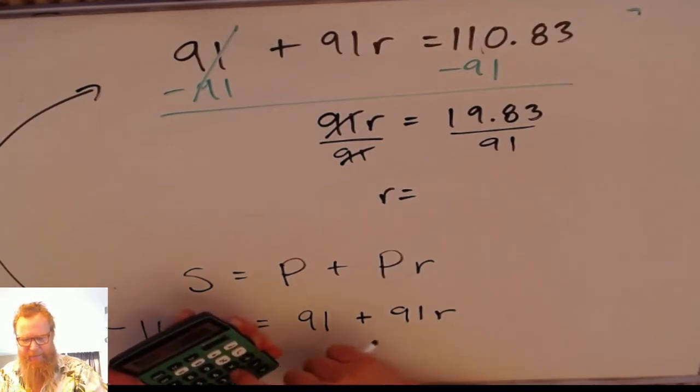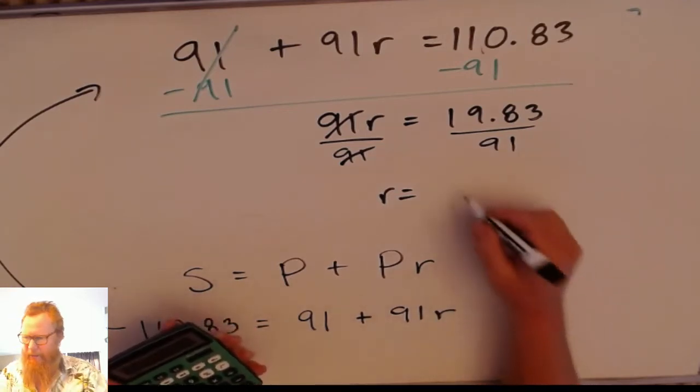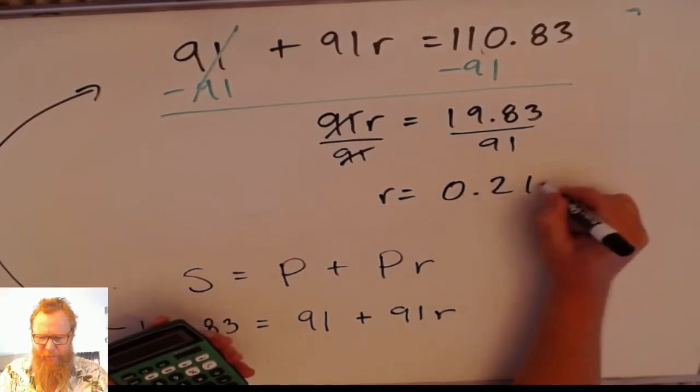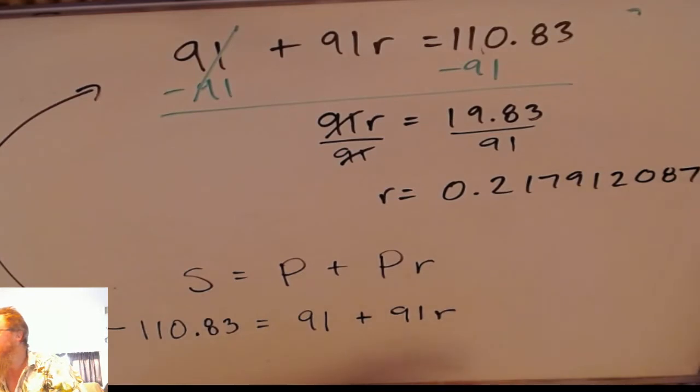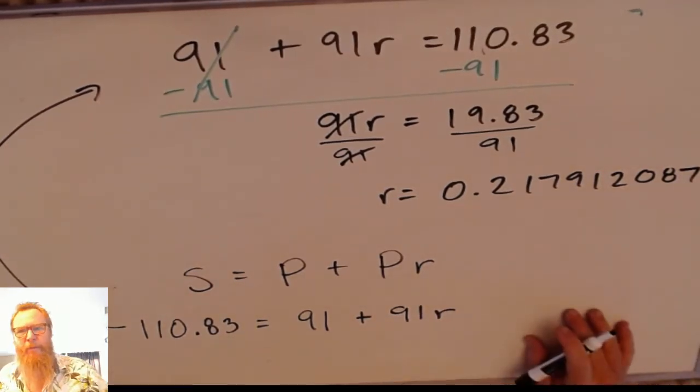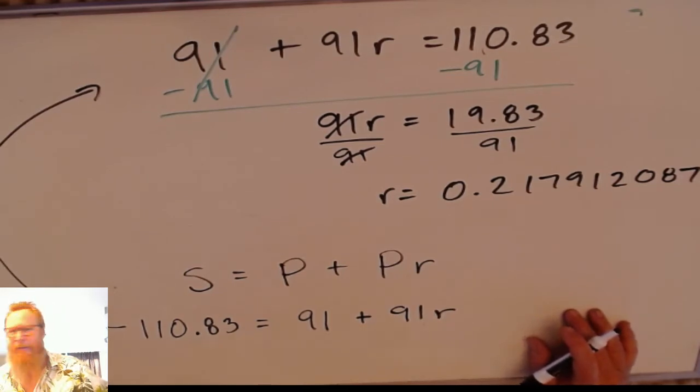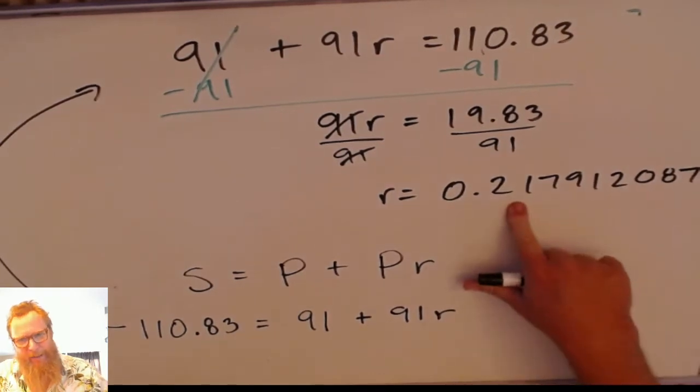$19.83 divided by 91 is 0.21791287. Okay, that's a lot of tax. I've never had to pay this much tax. That's over 20% in tax.